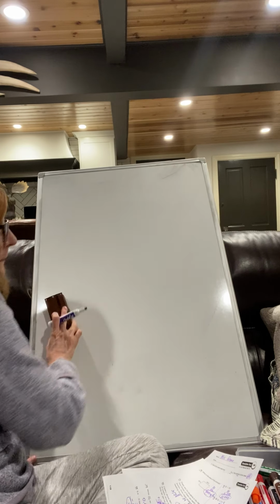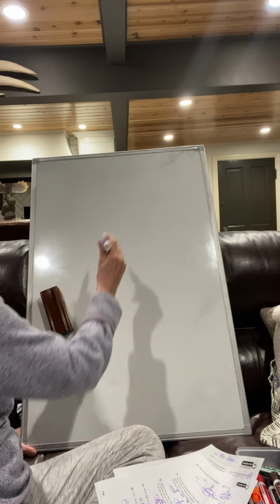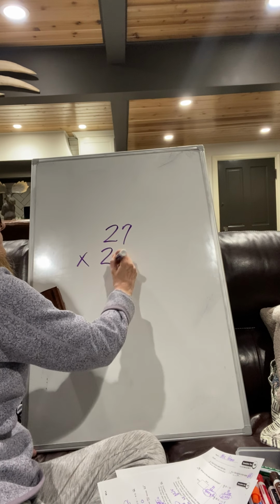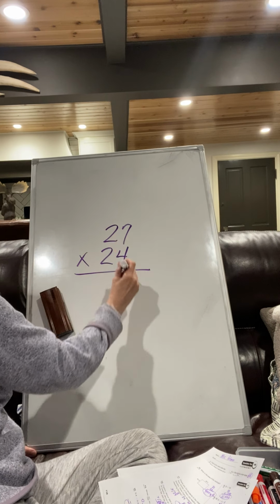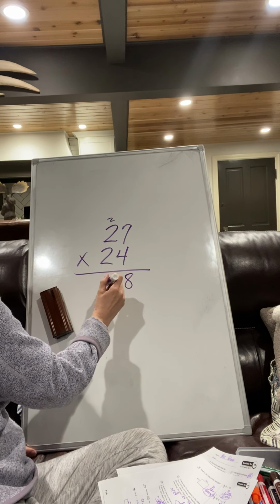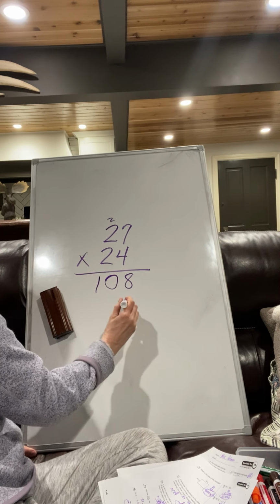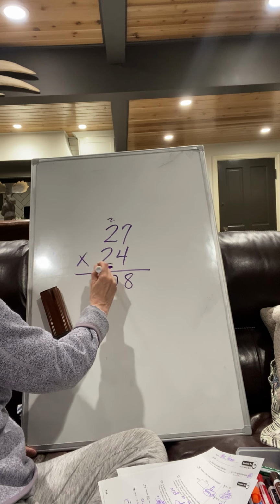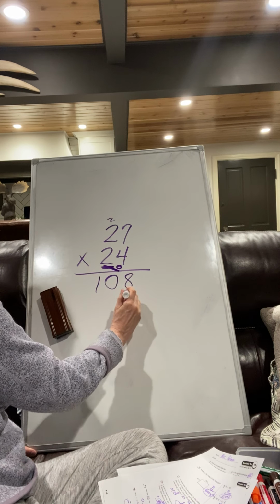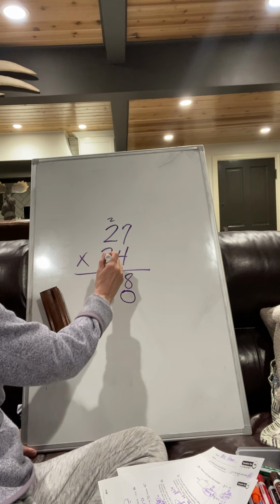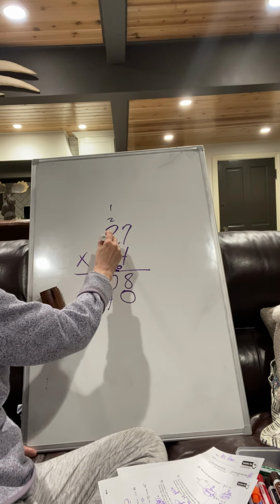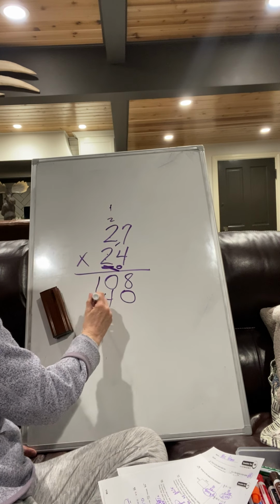Next one. 27 times 24. 4 times 7 is 28. 4 times 2 is 8, plus 2 is 10. Now we're going to multiply the tens, so there's really a 0 there when we multiply the tens, so I've got my hangy-downy 0. 2 times 7 is 14. 2 times 2 is 4, plus 1 is 5.